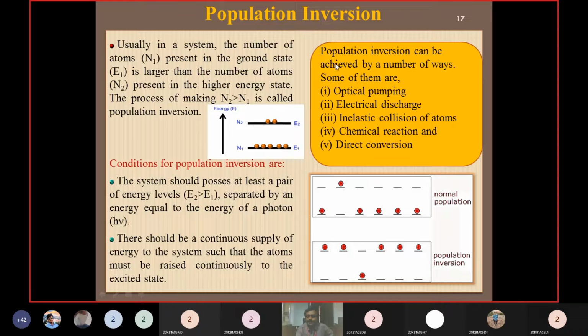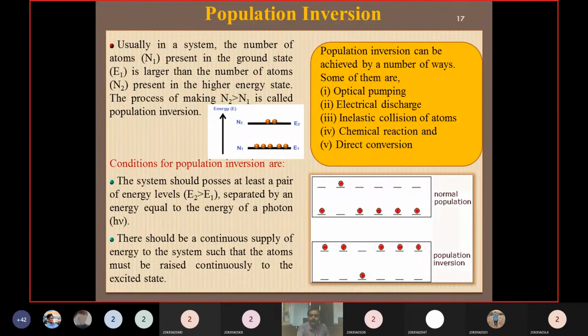How do we achieve population inversion? It can be achieved in a number of ways: optical pumping, electrical discharge, inelastic collision of atoms, chemical reaction, and direct conversion. These are the different methods to achieve population inversion. We will discuss them when we discuss the different types of laser, since different lasers use different methods.